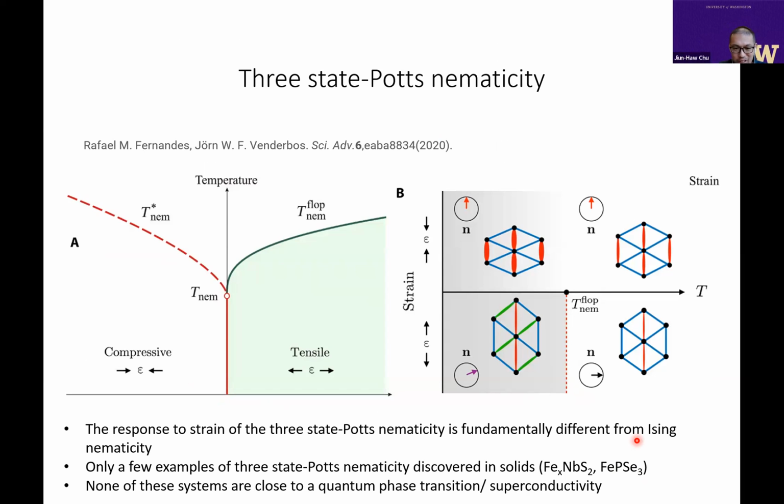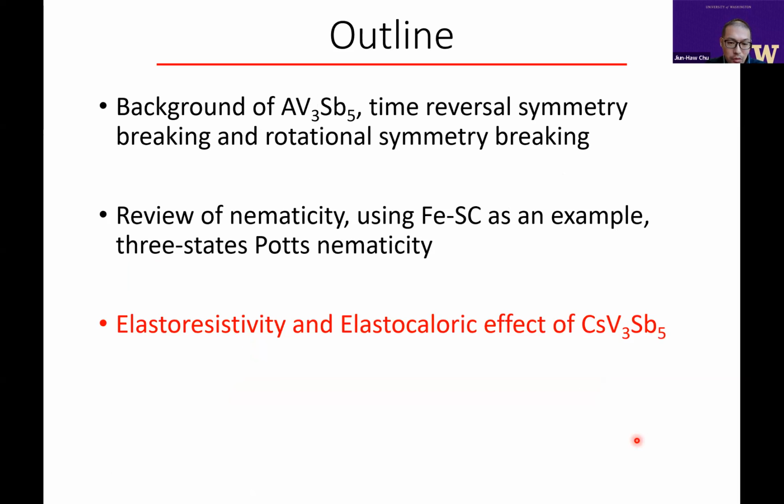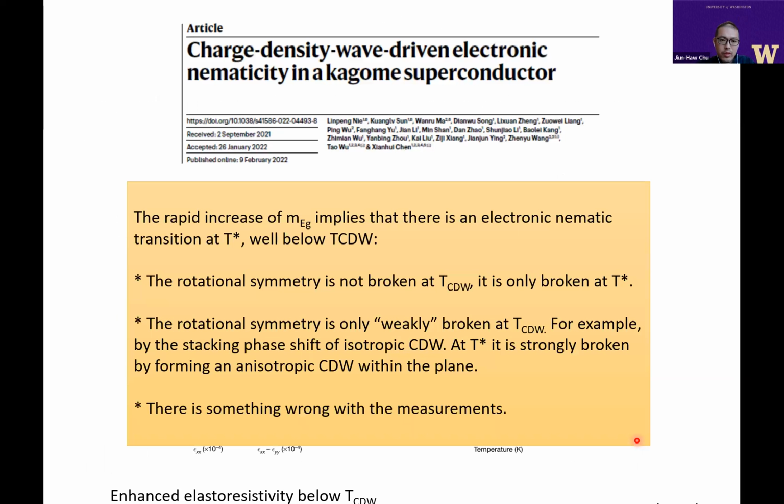Okay, so now that I've told you how interesting this will be, I'll have to follow with a section of telling you the bad news, that there's actually no nematicity in this system, as shown in our measurements in the cesium vanadium 3-Sb-5 compound. So let's review what we know so far, all this experimental evidence in the cesium vanadium 3. There's a rapid increase of this E_g elastoresistivity coefficient, which corresponds to a nematic transition at a temperature much below T_CDW.